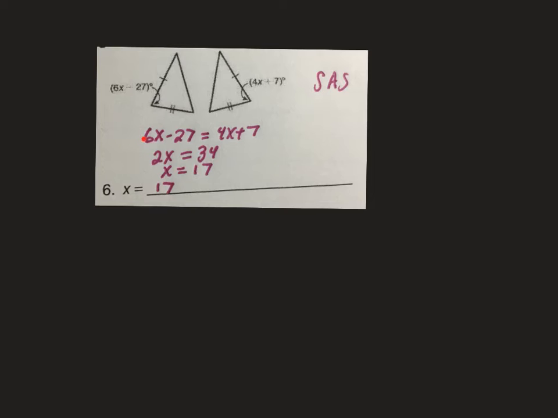And so we're going to solve this equation by subtracting 4x from both sides. So now I have 2x on the left side and no x's on the right. I'm going to add 27 to both sides, so I have no constant term on the left side, but on the right side I'm going to have 7 plus 27, which is 34. Then I'm going to divide both sides by 2, and so x is going to be 17. So if we had x equal to 17, then I would know that these two angles are the same, and therefore the triangles are congruent.